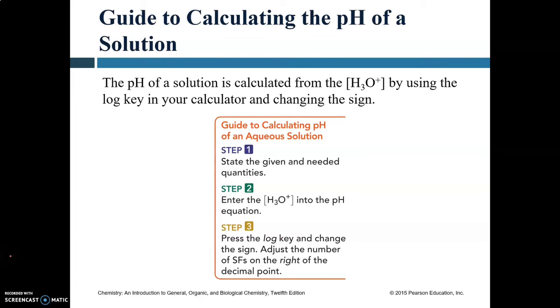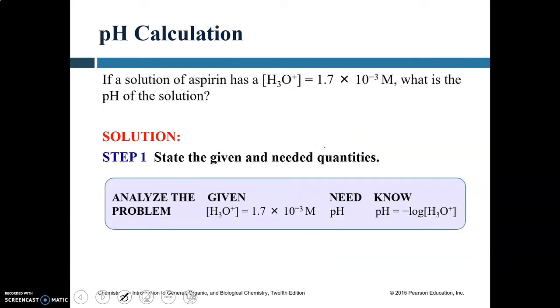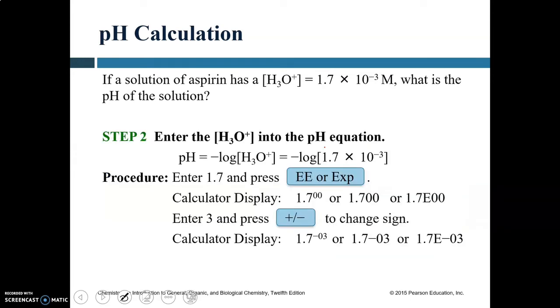So how can we calculate the pH of this solution? So for instance, we know that the solution of aspirin has a concentration of hydronium ions 1.7 multiplied by 10 to the power of -3. What's the pH? So we know that pH is a negative logarithm. So we write down this expression, then do it all on the calculator, and the calculator gives us this number.